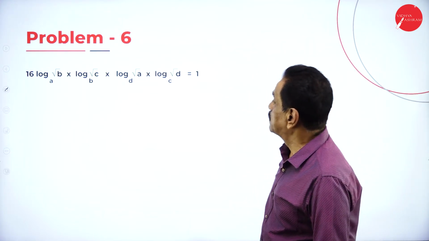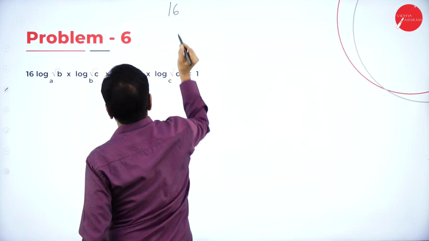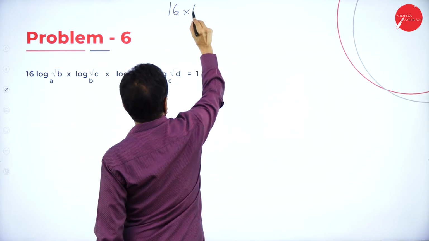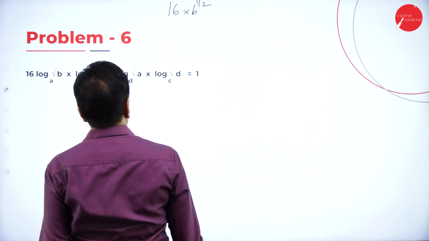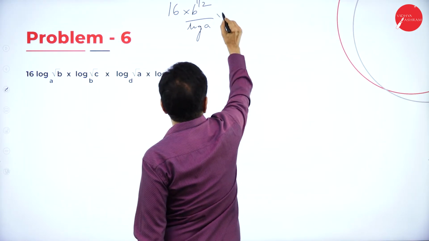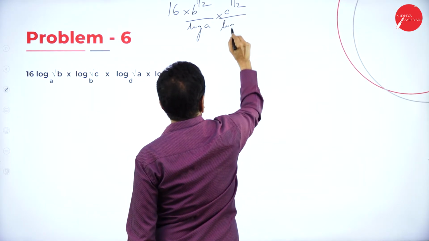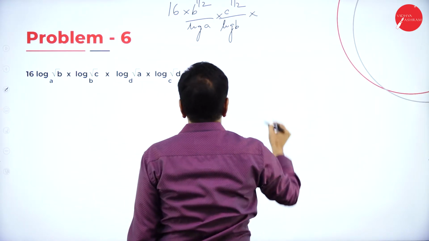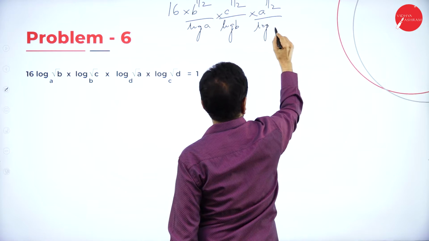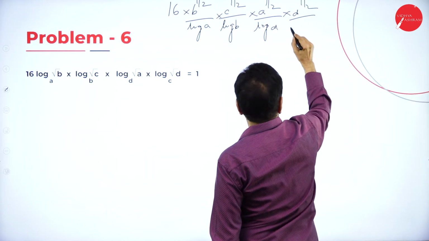This is the sixth problem. We can write 16 into root 3 can be written as b to the power of half log a, into c to the power of half into log b, then a to the power of half divided by log d, into d to the power of half divided by log c.